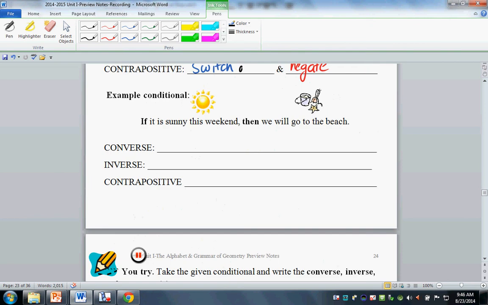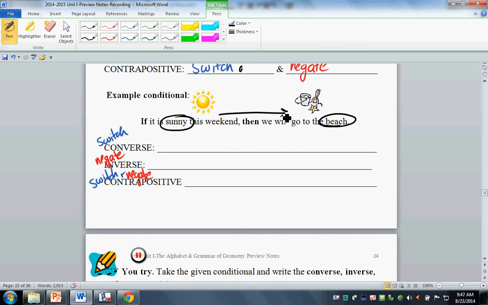Ready? Let me show you what I mean. Okay, converse means to switch. Inverse means to negate or say the opposite of. Contrapositive, you switch and negate. Okay, so here's a conditional. If it is sunny, then we will go to the beach. So the key components are sunny, then going to the beach. Sunny, then beach.